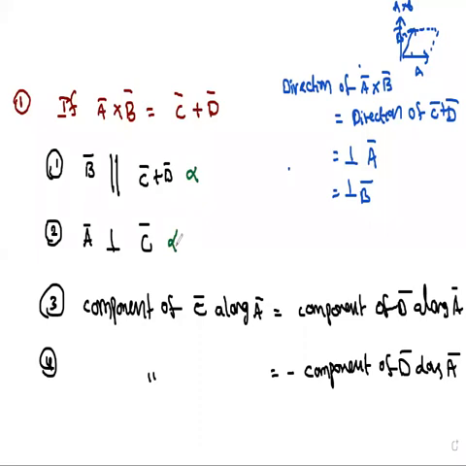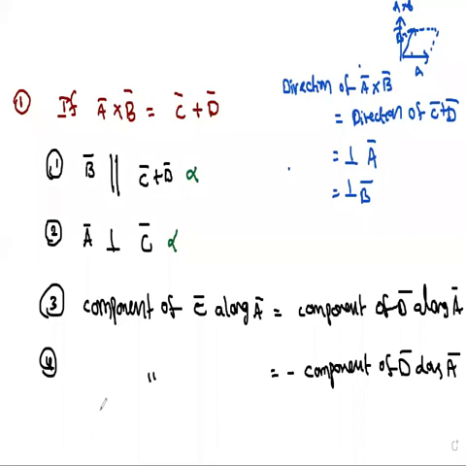And the third one. Component of C bar along A bar. Can anybody tell what the component of C bar along A bar is? It is simply A bar dot C bar, or C bar dot A bar, anything you can write. How does A bar dot C bar come out? That is what they are asking here.